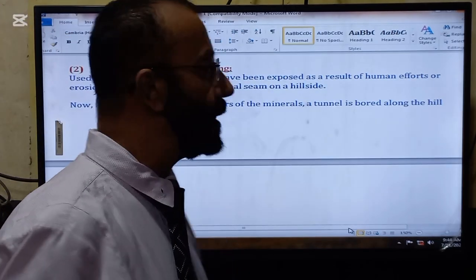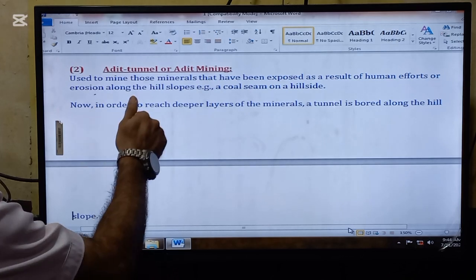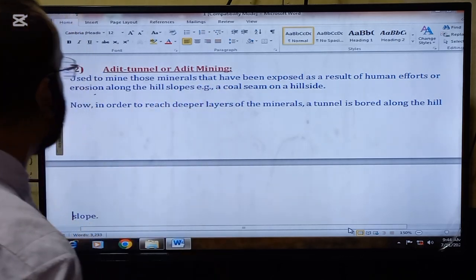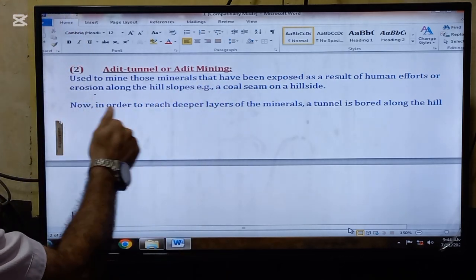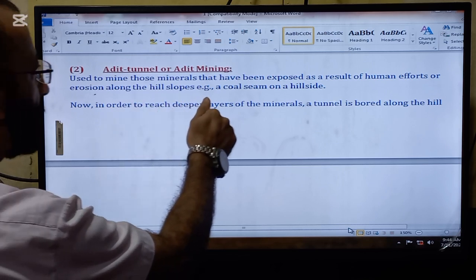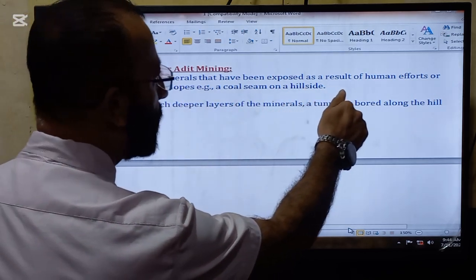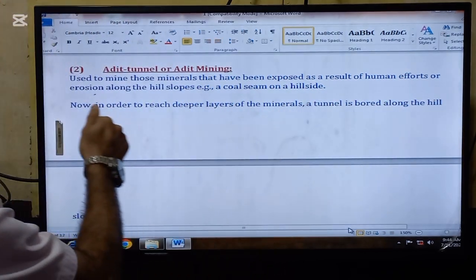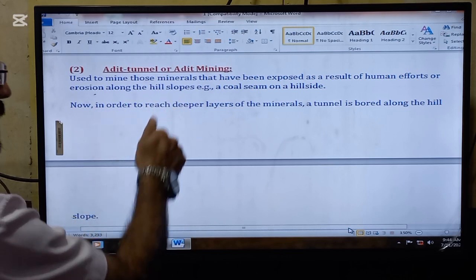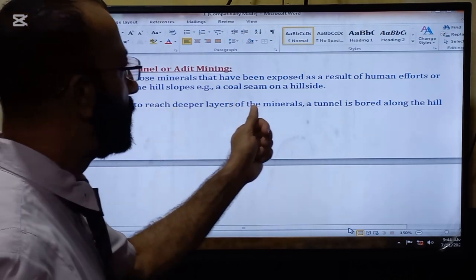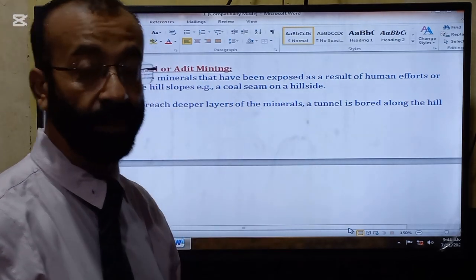The next method is adit tunnel or adit mining. This type of method is used to mine those minerals that have been exposed as a result of the human efforts or erosion along the hill slopes. For example, a coal seam on a hillside.